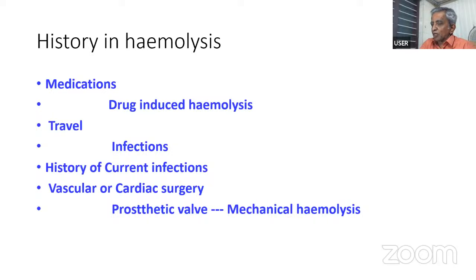Now the medications are important. So many drugs can induce hemolysis. That may be autoimmune mediated, antibody mediated, or it can be stress on the G6PD system. So therefore, drug history is very important. Travel will be quite significant. Patient has visited a malarious area or area where babesiosis is common, not in our country, I believe. So infections due to these organisms can be responsible for an entity called febrile hemolytic syndrome.